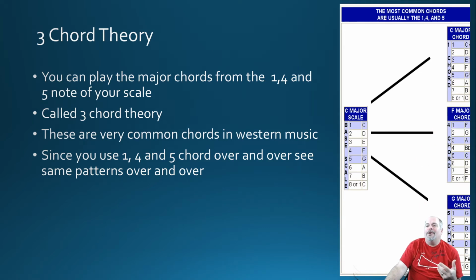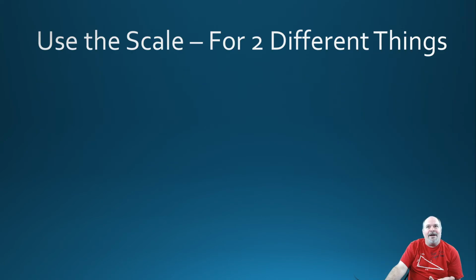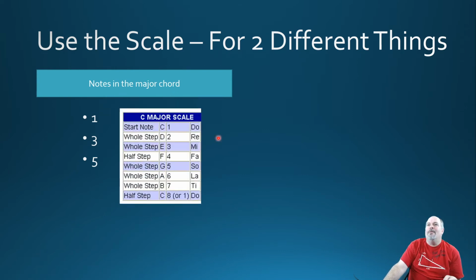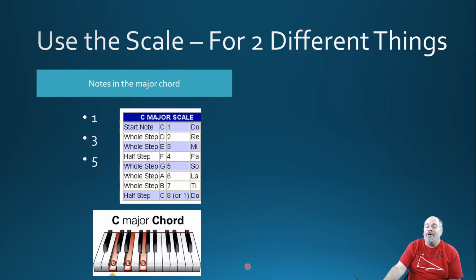So let's try to take away some of that fear and scare on this slide. You're using the scale for two different things. I know these numbers can be overwhelming, but remember we did 1, 3, 5. That was the notes in the chord itself. When we had our scale and we said, hey, I want to play that C major chord, it's the 1, the 3, and the 5, which became the notes in my chord. As a matter of fact, we put it on the piano and on the guitar and held those 3 notes down, the 1, 3, and 5.